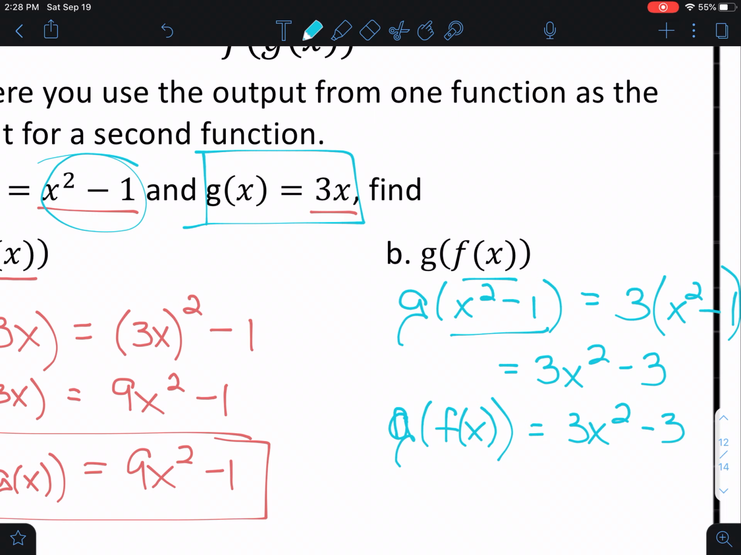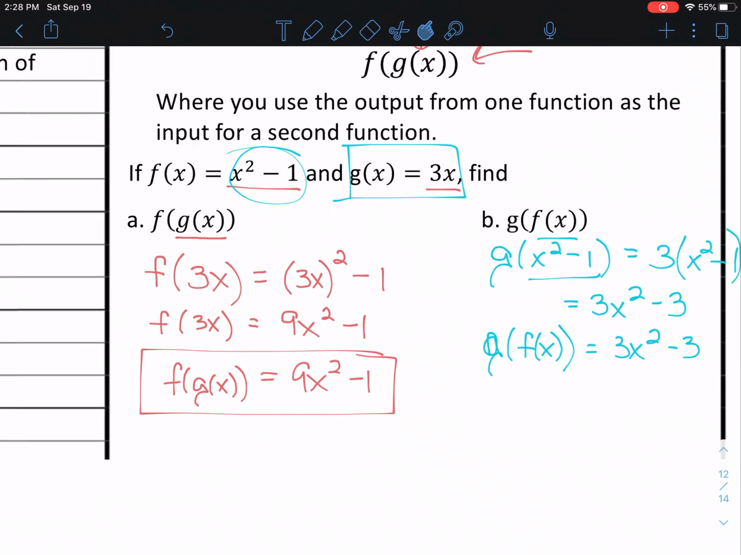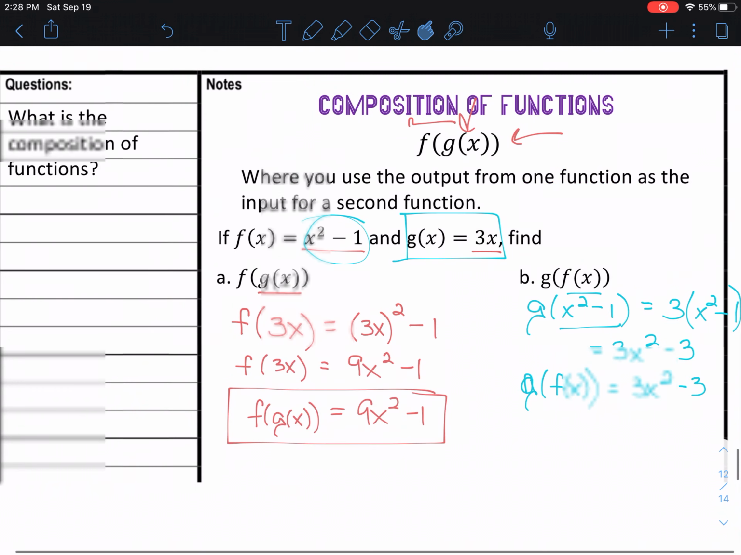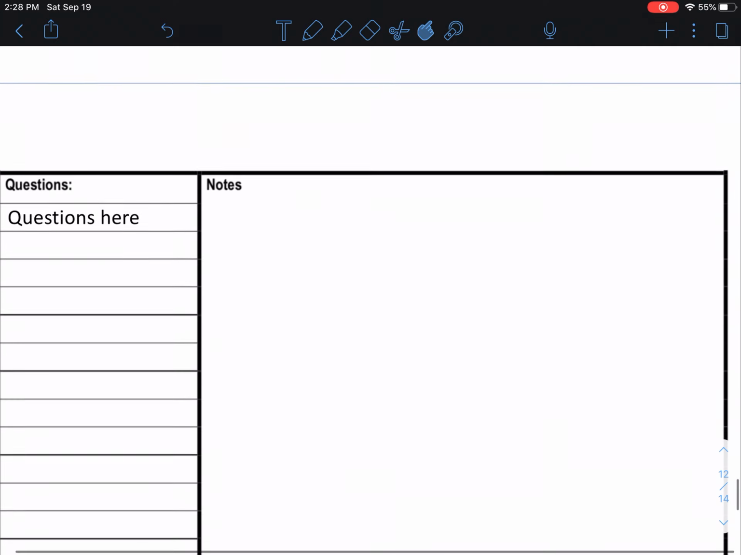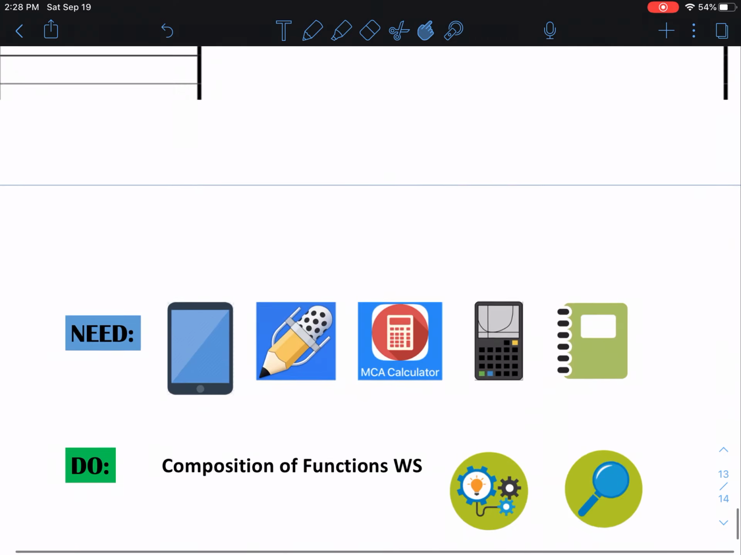All right, and that is a composition of functions. It's a little weird, but it's taking the output of one function and using it as the input for a second. And remember to start on the inside and work your way out. That will be the easiest way to go.